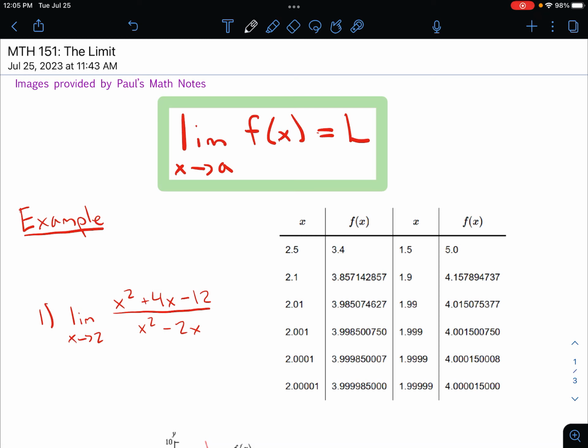Everybody. Today we're going to be talking about limits, namely what they are and how we can intuitively approach them without actually evaluating them yet.